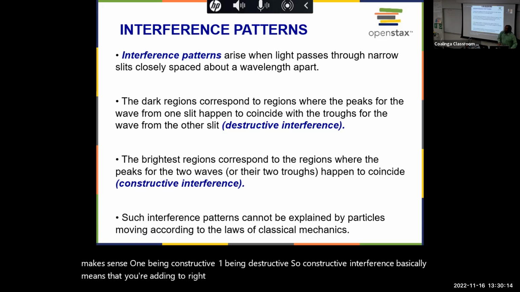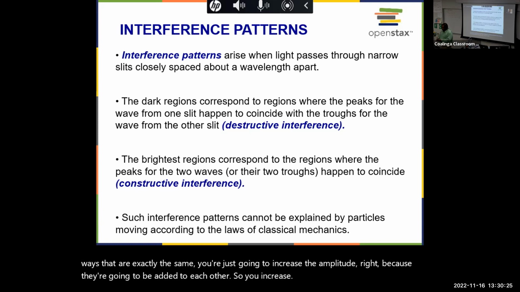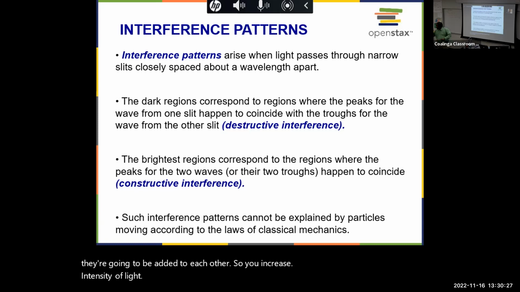So in that case, you have two waves. If you have two waves that are exactly the same, you're just going to increase the amplitude, right? Because they're going to be adding to each other. So you would increase the intensity of light or sound. Thinking about radio waves.